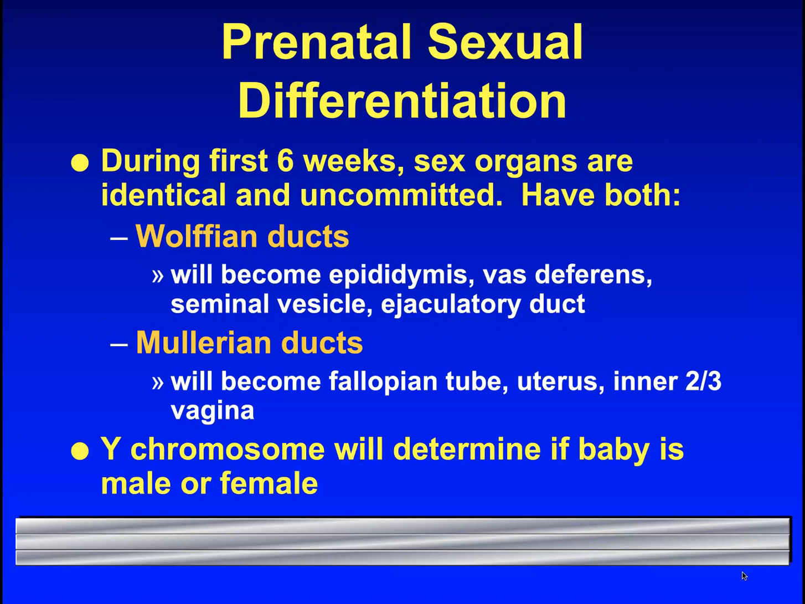All right, now prenatal sexual differentiation. During the first 6 weeks when you're an embryo, you have both. You have uncommitted, you don't have a penis and a vagina yet, but you have the precursors to both, to what will become male and what will become female. You have both of them. The Wolffian duct system will become the male system. Epididymis, vas deferens, seminal vesicle, ejaculatory duct. You also have an immature Mullerian duct system that will become female. Fallopian tubes, uterus, inner vagina.